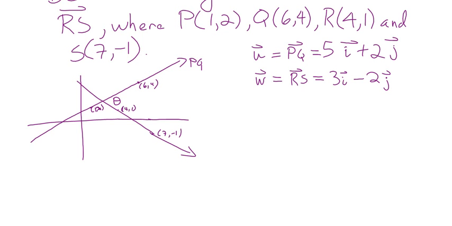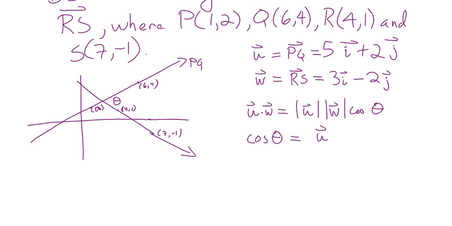Alright, so I've got a formula, and that formula says that U dot W is equal to the magnitude of U times the magnitude of W times the cosine of theta, which means the cosine of theta must be equal to U dot W divided by the magnitude of U times the magnitude of W.